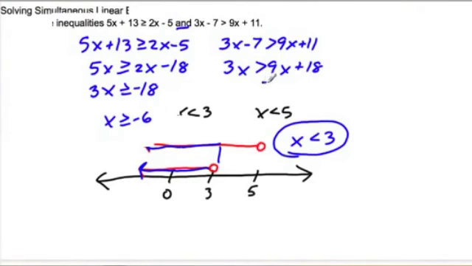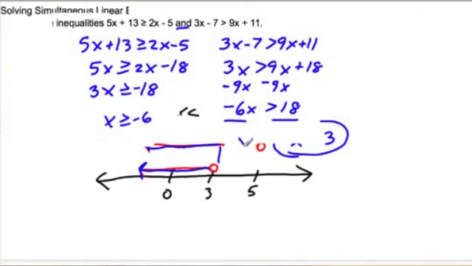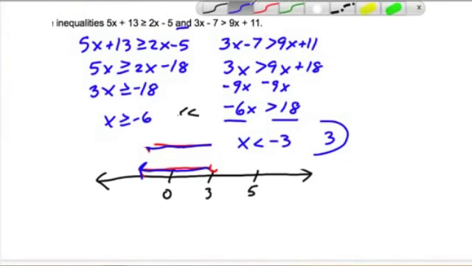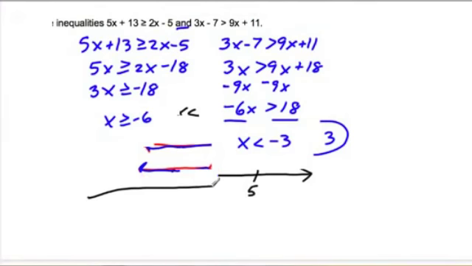Maybe I should have done something else. Oh well, here we go. So I'm going to subtract 9x. And now I have negative 6x is greater than 18. Which means, after dividing both sides by negative 6, x is less than negative 3. Don't forget, when you're multiplying or dividing by a negative, you have to flip the sign. So now let's make a number line. Oh, that's not a very pretty line, is it?